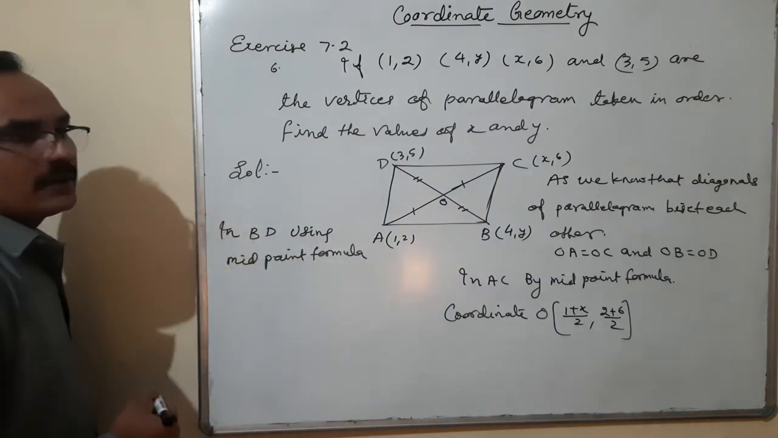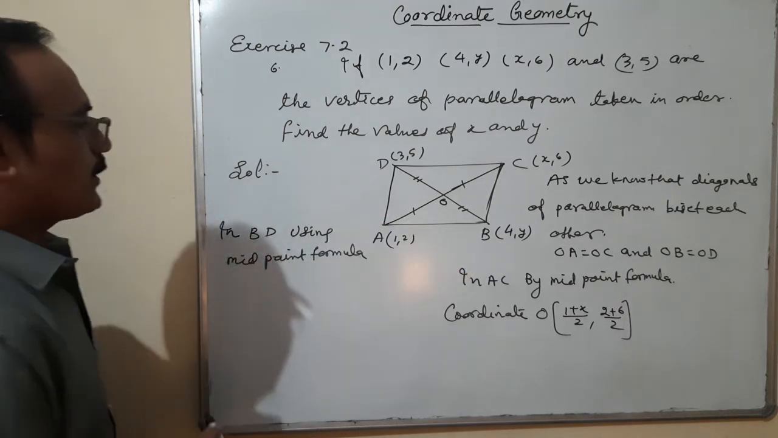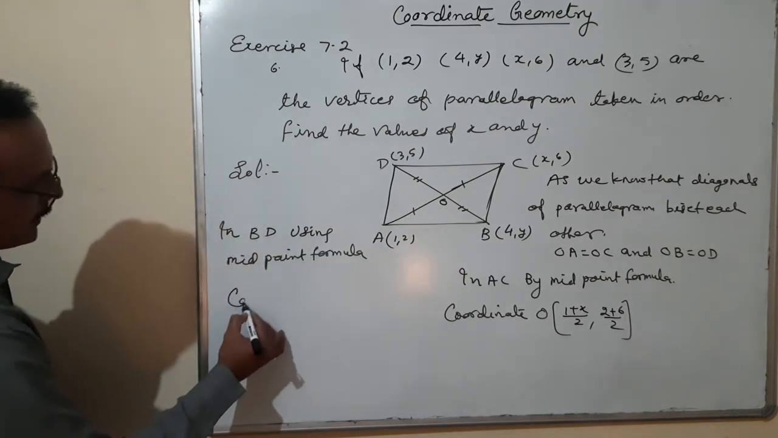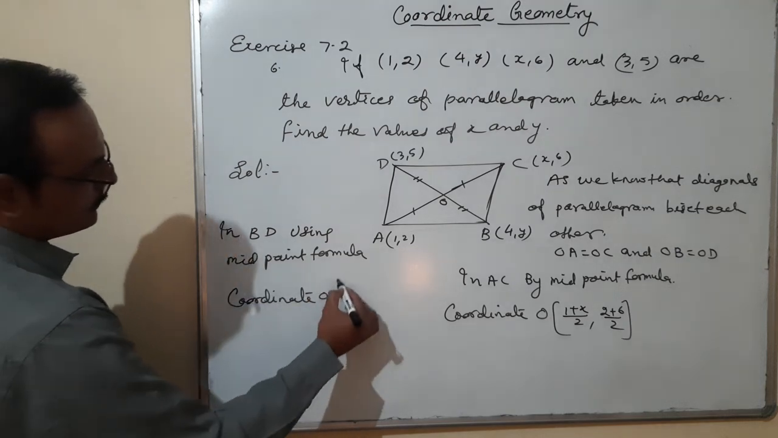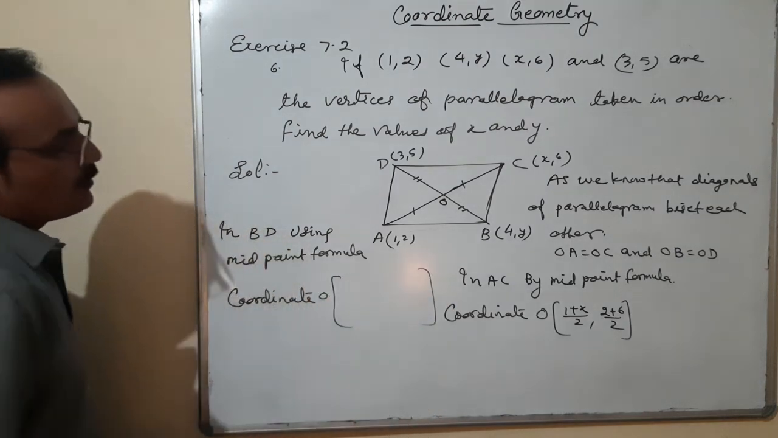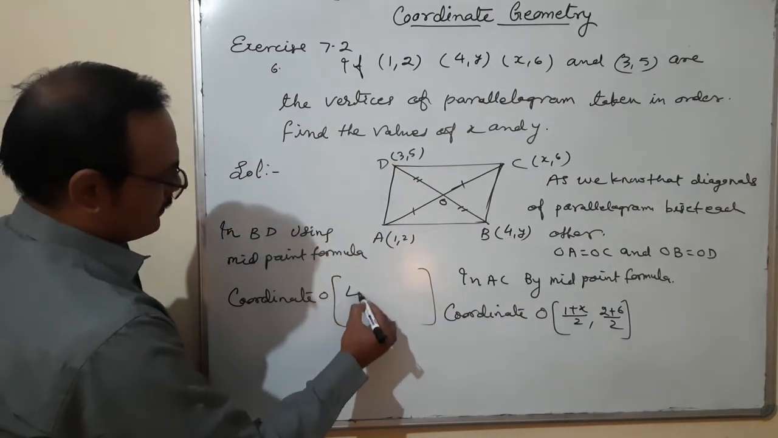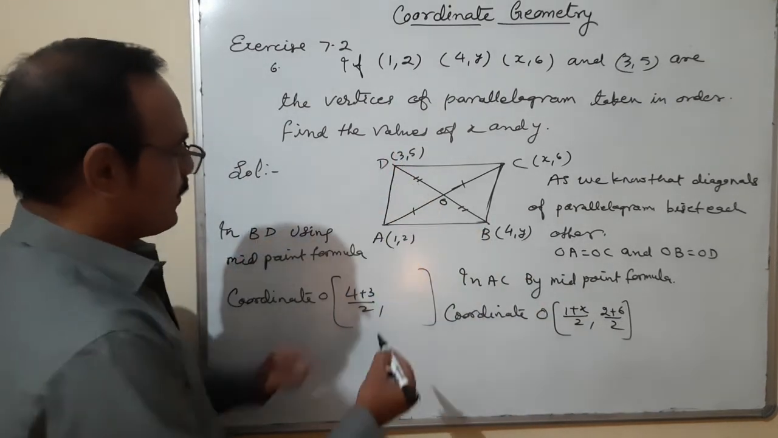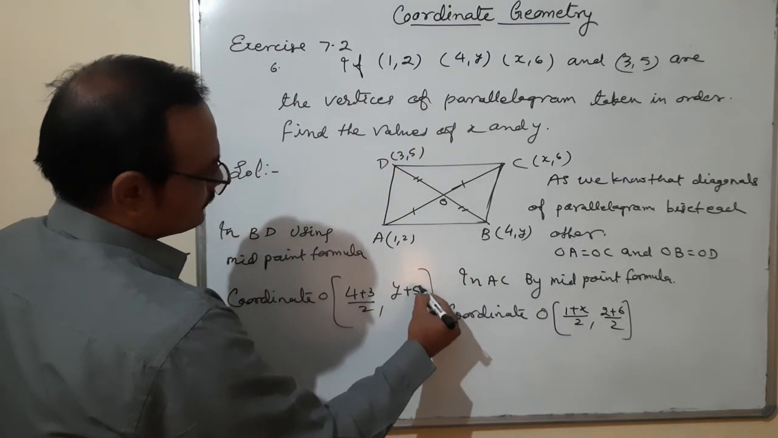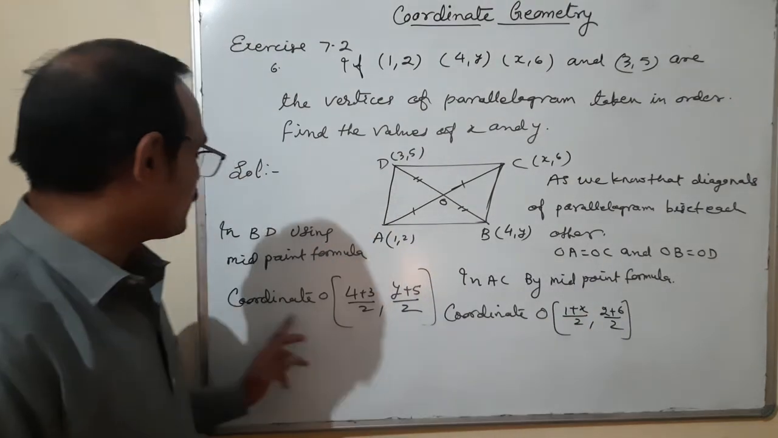Okay. So here we are using the midpoint formula. What is coming here? The coordinate of O is (4 plus 3) upon 2, and the second is (y plus 5) upon 2. Is that okay? Coordinate O and coordinate O.